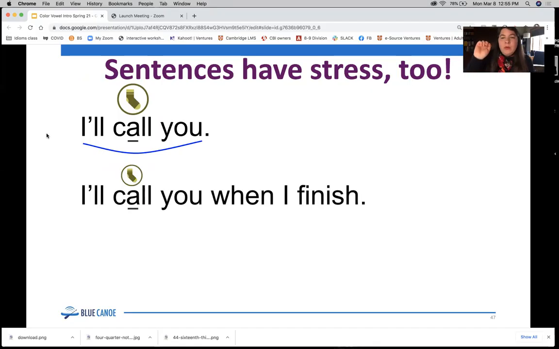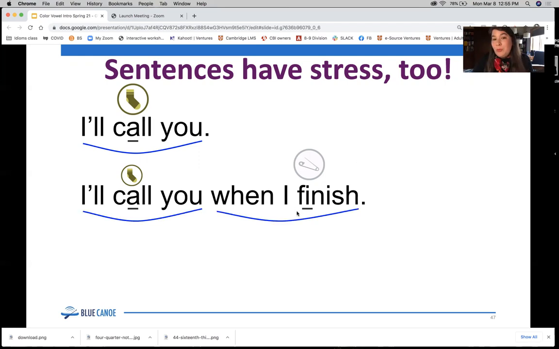But look at this. I'll call you when I finish. Now this is a secondary stress. Silver, pin, finish. This is stronger. Listen, I'll call you when I finish. This is the more important stress.